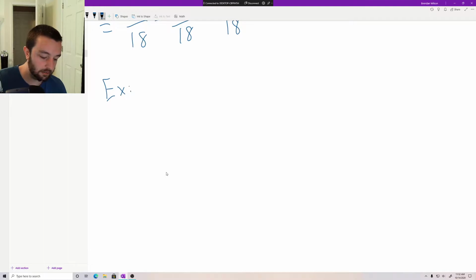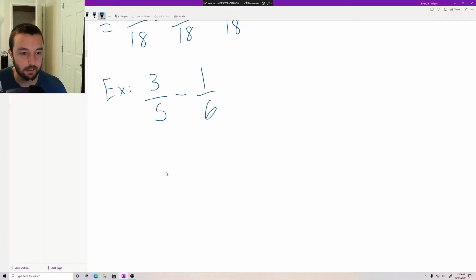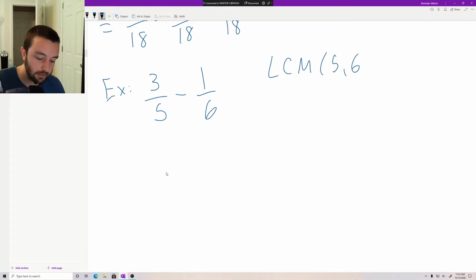So let's say we have 3/5 and we want to subtract 1/6. Okay, so 3/5 minus 1/6. So the way we do this, we want to change the two fractions into equivalent fractions with the same denominator. So we need to look for a common multiple of 5 and 6.